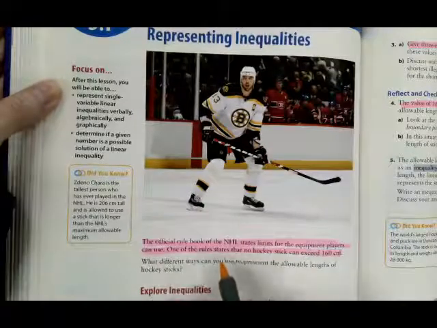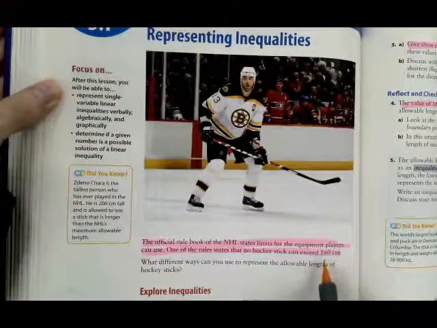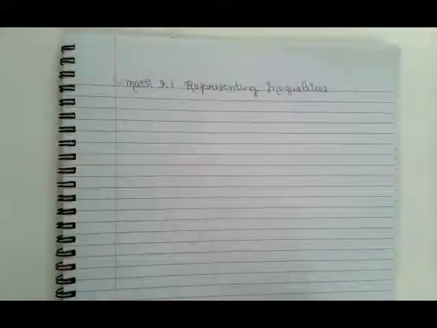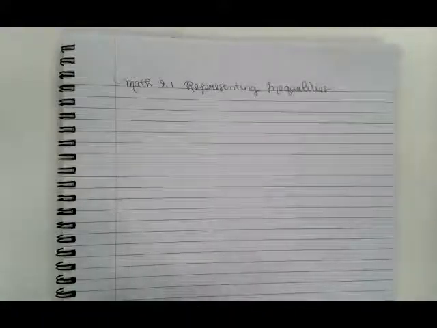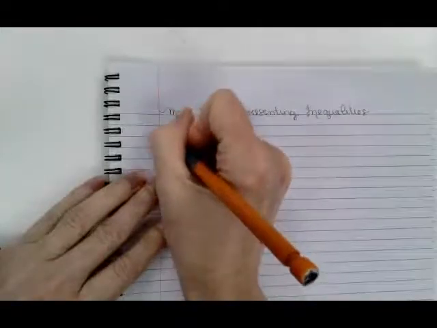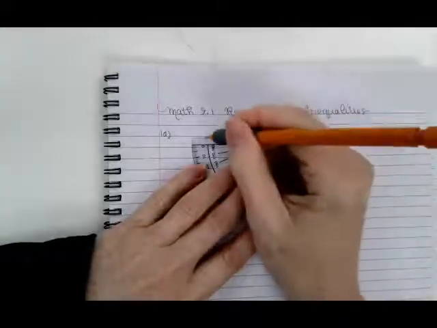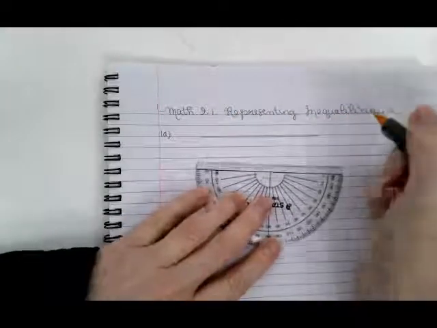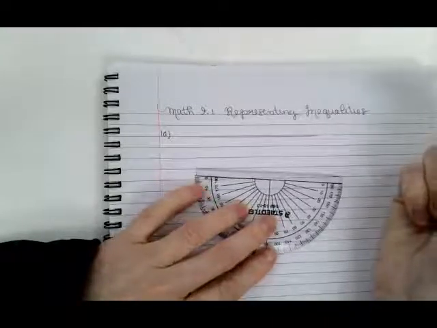can use. One of the rules states that no hockey stick can exceed 160 centimeters. So we're going to look at how we can represent that mathematically. Down below it says, show how you can use a number line to graph lengths of a hockey stick in centimeters. So we're just going to make a nice little line with our straight edge. And, well, we can have lots of different lengths of hockey sticks.